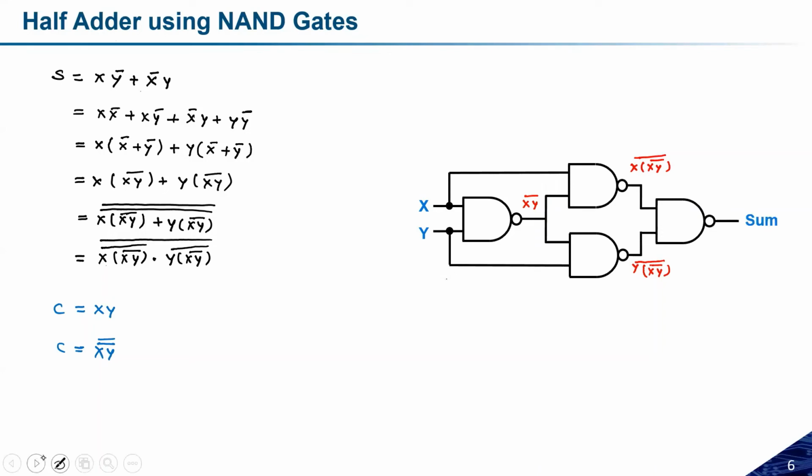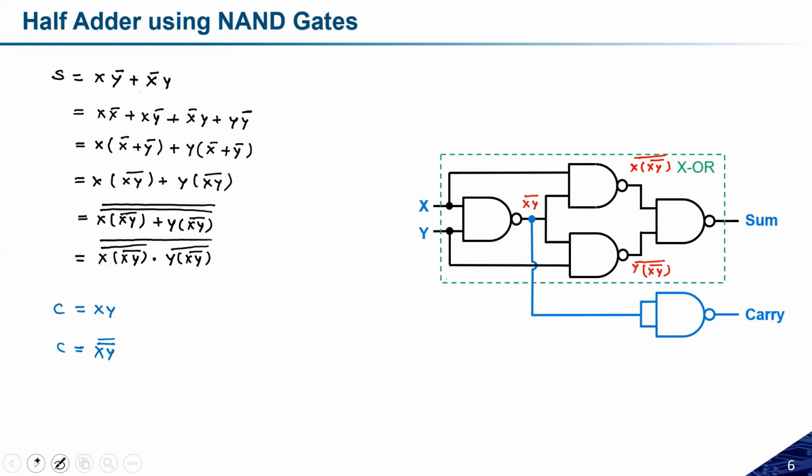Now if we talk about the carry, because we already have NAND of X, Y over here, I need to just complement it through an inverter and I will get the carry. Okay, so this is how the circuit looks like. This module is the XOR one and this module is the AND one.